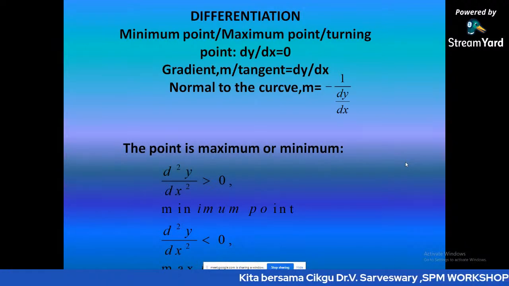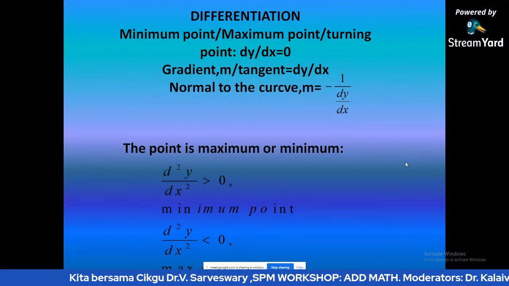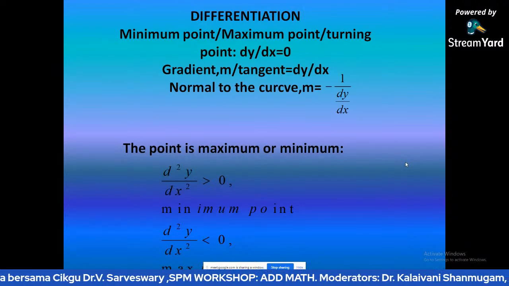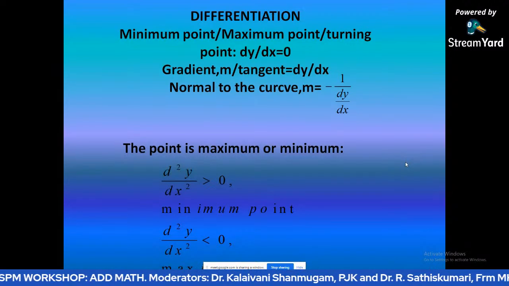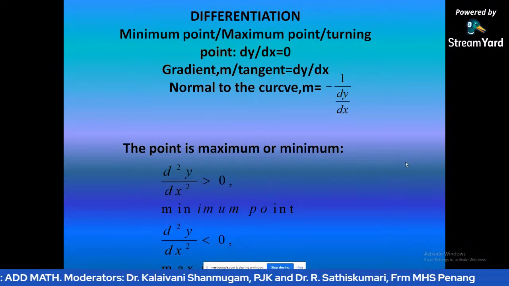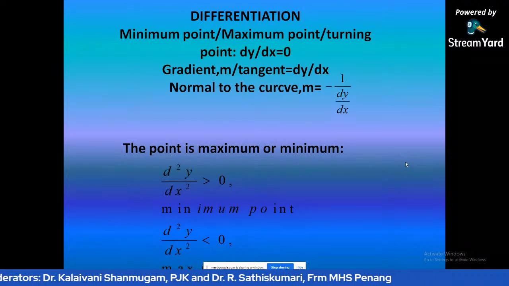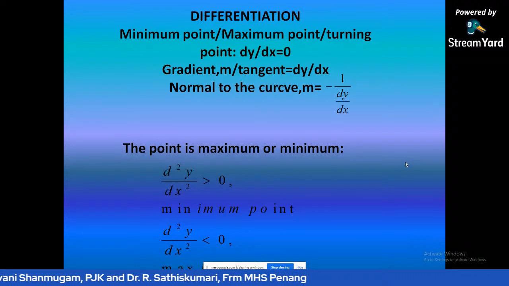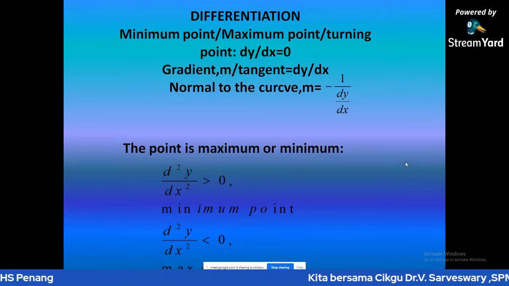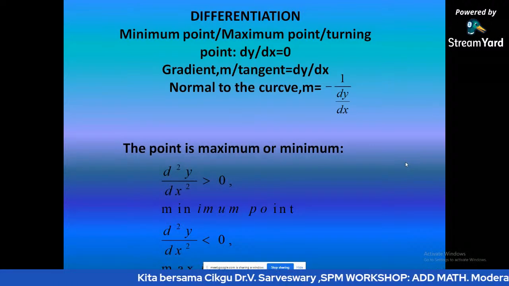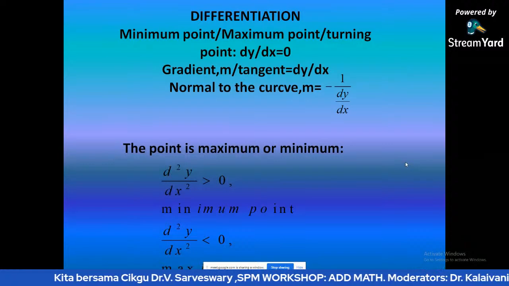So remember in your differentiation you have the minimum point, maximum point, turning point. It is dy/dx equals 0. Just like a revision. So I hope you all understand what is differentiation with the relation with graph. When you have your graph, the curve from down going up, you have a minimum point, and your graph from up going down, then you have a maximum point, right? So at the turning point, your gradient is equal to 0.